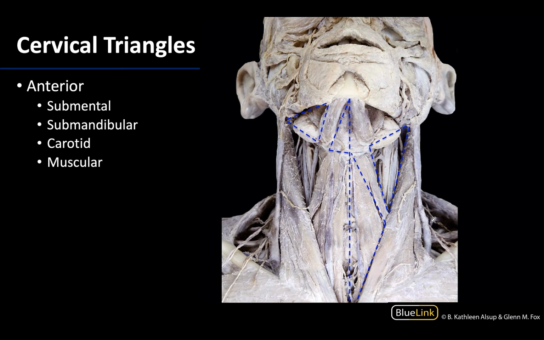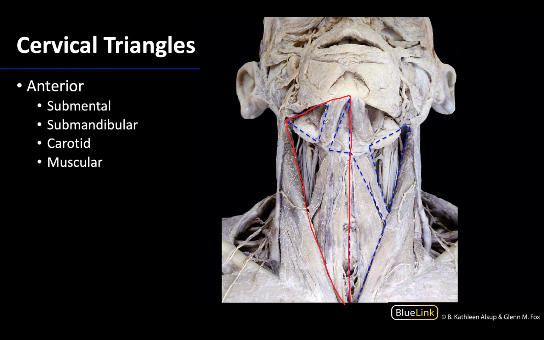All right, so I want to take a moment and show you where those boundaries were before. So what I'm tracing right here is going to be the anterior cervical triangle. So all of these triangles that we are about to discuss are within the anterior cervical triangle. So these are 4 subdivisions of that anterior cervical triangle. We're going to start superiorly and move inferiorly, starting with the submental triangle.